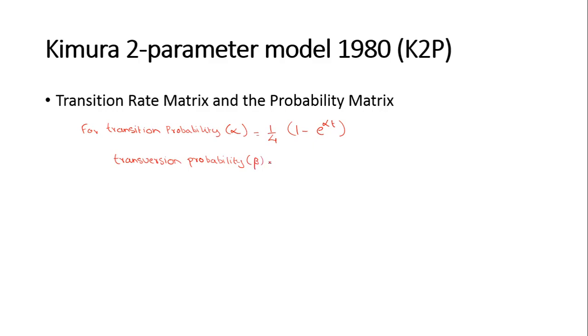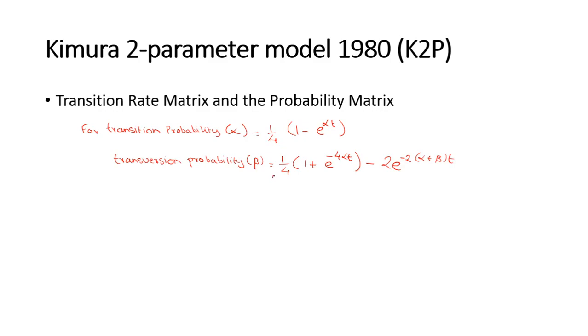This can be calculated by using the expression 1 by 4, 1 plus e raised to minus 4 alpha t minus 2 e raised to minus 2 alpha plus beta t. Right, so this equation can be used for calculating the probability of transversion that happens in your Kimura 2 parameter model. So once this is taken care of, that is, once you are in a position to calculate the transition probability and transversion probability, then the diagonal values are calculated based on the above two values.